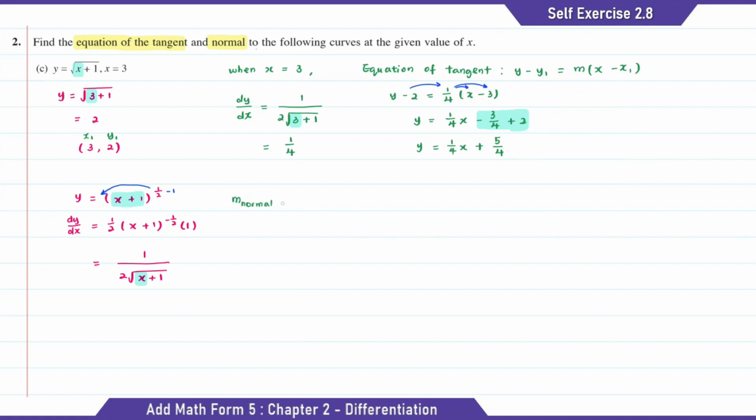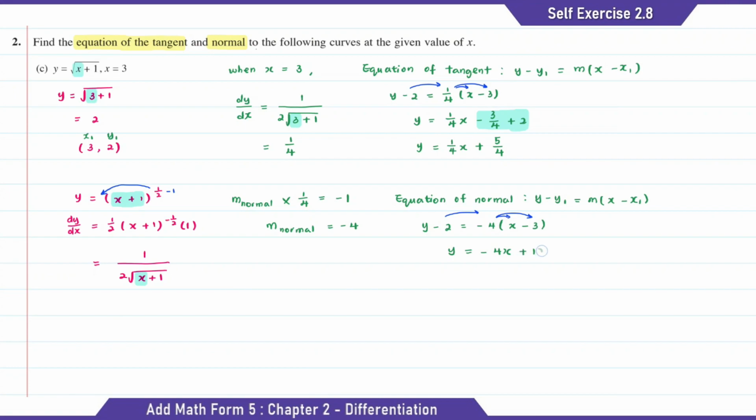Next, the gradient of the normal multiplied by the gradient of the tangent is equal to negative 1. Then the gradient of the normal is negative 4. Then the equation of the normal will be y minus 2 equal to negative 4 (x minus 3). Then y equal to negative 4x plus 12 plus 2. Then the equation is y equal to negative 4x plus 14.